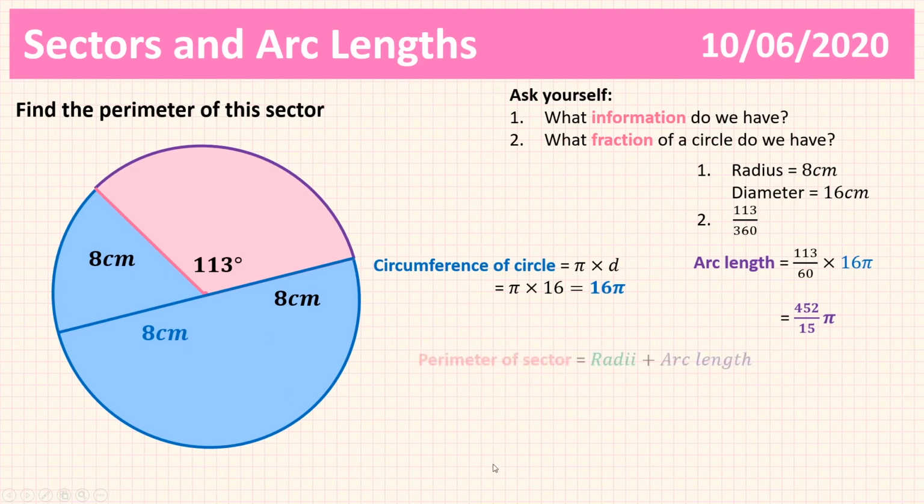Okay, so now that we know that, we need to work out the perimeter of this sector, and the perimeter of the sector would be the 2 radii add the arc length. And the radii are obviously 8 centimeters. We know this from our question. The arc length we worked out was 452 over 15 pi. Now we can pop this into our calculator, get our answer, and simplify it. So the perimeter of our sector is 31.78 to 2 decimal places.